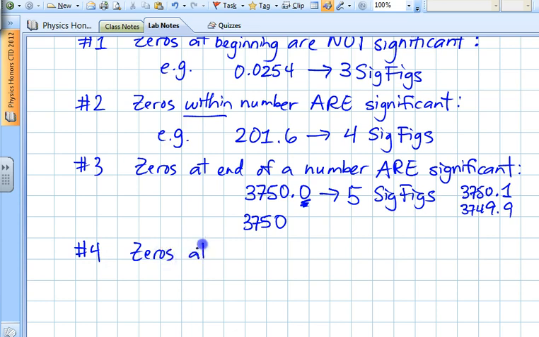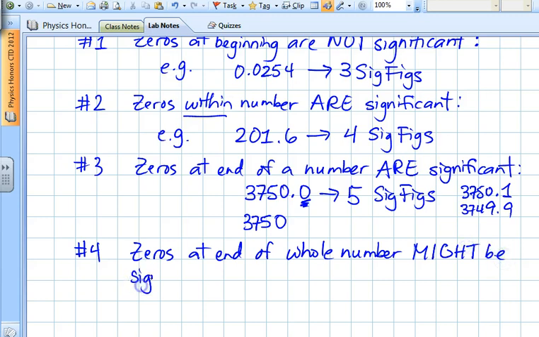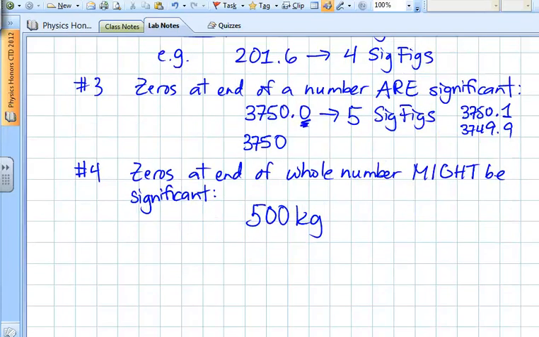Okay, and finally, zeros at the end of a whole number. So a whole number might be significant. In other words, we don't know. So what I mean by that is, let's say I wrote 500 kilograms. Okay, how many sig figs does that have? Does it have 1 because of the 5 and the 2 zeros are placeholders? Or did I actually measure something to be exactly 500? Not 499, not 501, but exactly 500. How do I know? Well, this is why scientific notation is so useful.